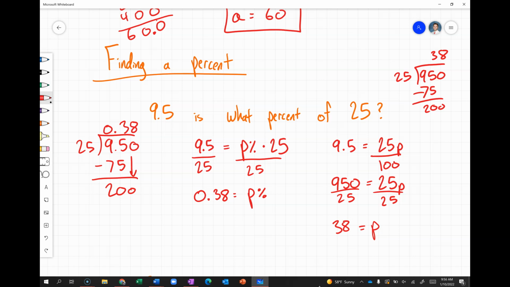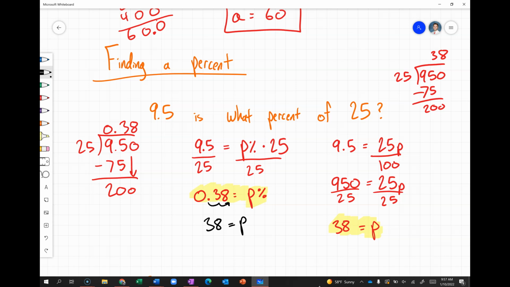So what I want you to see here is we have two different things, right? In this equation on the left, we have 0.38 equals P percent. And on the right, we have 38 equals P. So when we use this equation on the right, we have P, so that is the percent, right? 9.5 is 38% of 25. Whereas the equation on the left, we have 0.38 equals P percent, meaning P out of 100. So in this case, we still need to then multiply by 100 to get 38 equals P instead of 0.38 equals P percent.